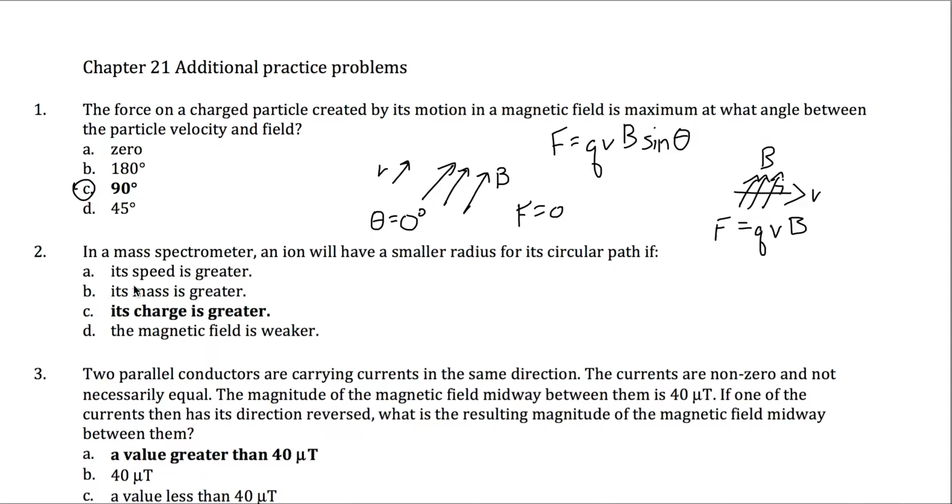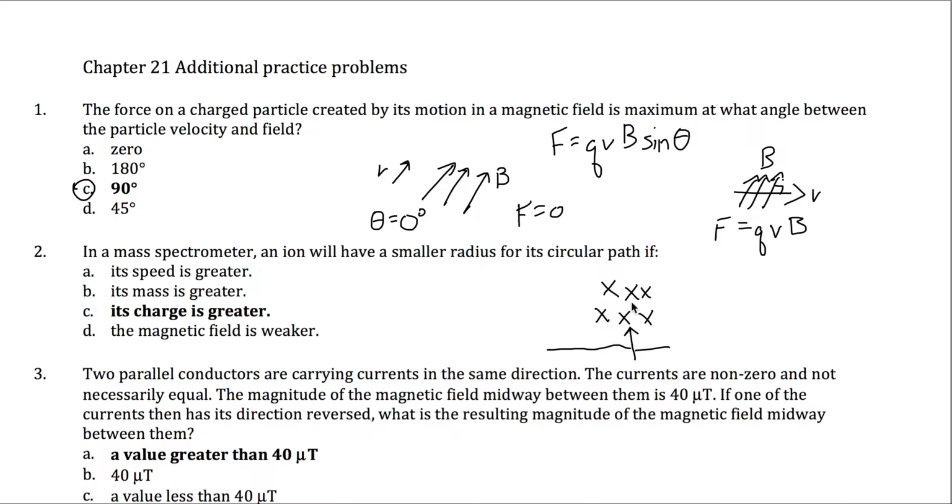Number 2. In a mass spectrometer, an ion will have a smaller radius for its circular path if... So the mass spectrometer is that machine that we talked about where you have some magnetic field, some external field, and then you have some ions that are shot into that field. Let's say from over here. There's some potential difference down here that gives them energy and shoots them up, these charges.